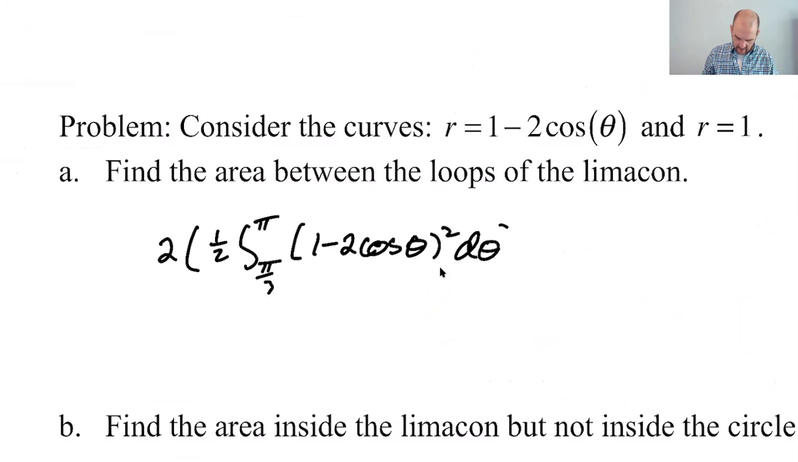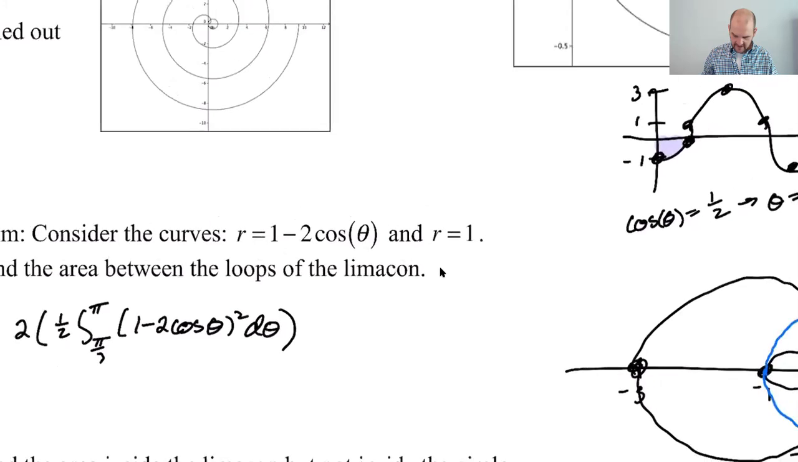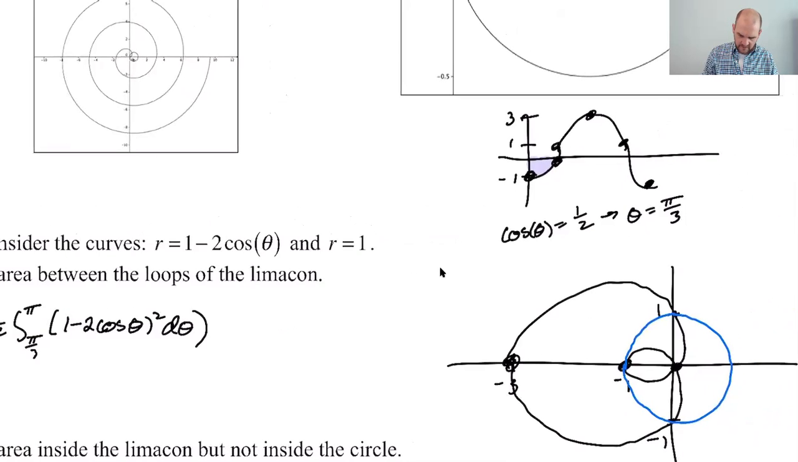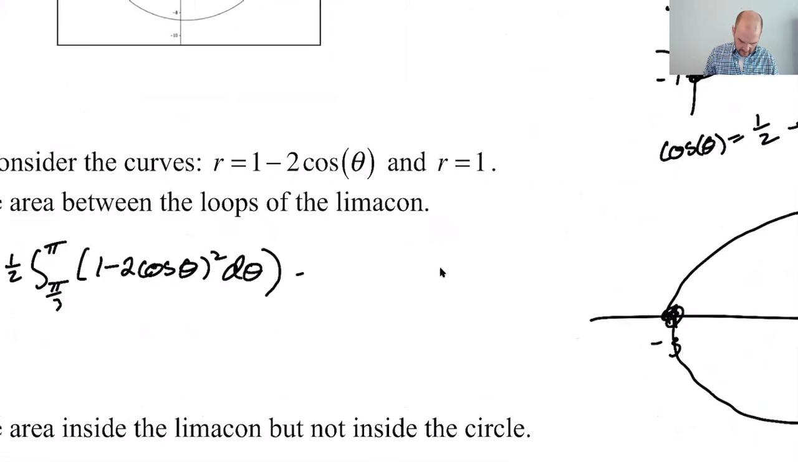Okay, so that's the full limacon. Now I need to subtract off the inner loop. So for the inner loop, I'm going to go from 0 to pi over 3 and double it. Right, 0 to pi over 3 is half of the inner loop, so I'll just double that. So minus 2 times 1/2 integral from 0 to pi over 3 of the limacon again. Definitely storing this on the calculator.